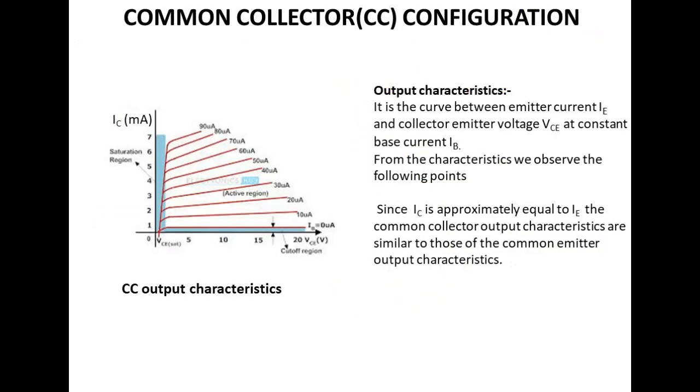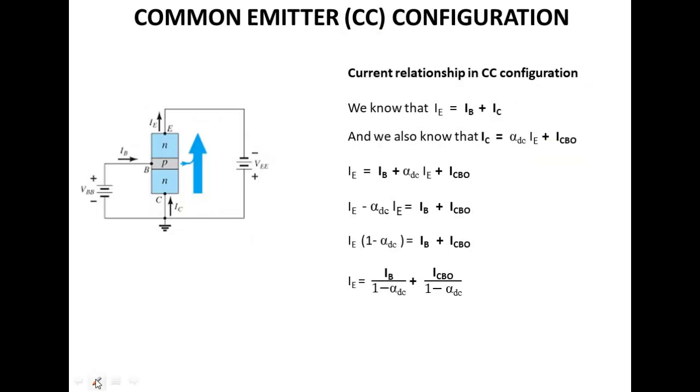Now come to the output characteristics of the common collector configuration. The output characteristics is the curve between emitter current IE and collector emitter voltage VCE at constant base current IB. From the characteristics we observe the following points. Since IC is approximately equal to IE, the common collector output characteristics are similar to those of the common emitter output characteristics.